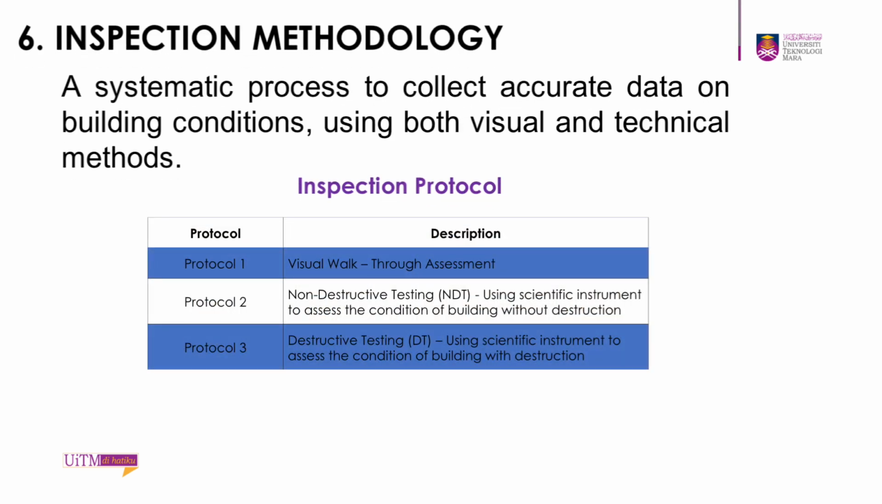6. Inspection methodology. A systematic process to collect accurate data on building conditions, using both visual and technical methods. Inspection protocol. Protocol 1: visual walk through assessment. Protocol 2: non-destructive testing, NDT, using scientific instrument to assess the condition of building without destruction. Protocol 3: destructive testing, DT, using scientific instrument to assess the condition of building with destruction.